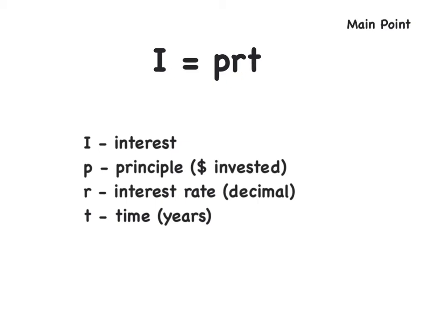R is whatever interest rate you're given. This is going to be a percent, but this is important: it must be a decimal. And then T deals with time. It's extremely important that it is in years. So if we give you months, you must convert it into years.